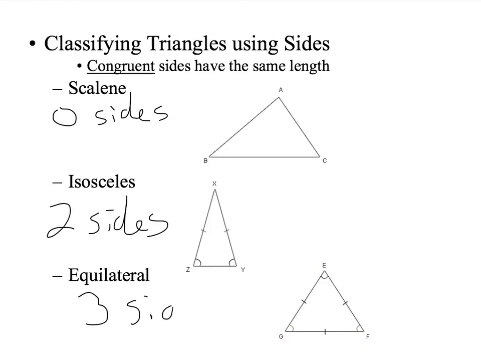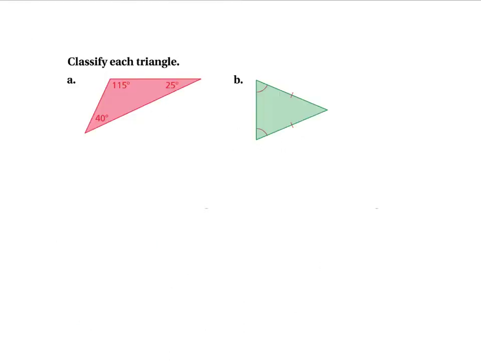So again, congruent sides are sides that have the same length. Scalene, 0 sides are congruent. Isosceles, 2 sides are congruent. Equilateral, every side of a triangle is congruent. All right, let's take a look at classifying a triangle by both angles and by sides.